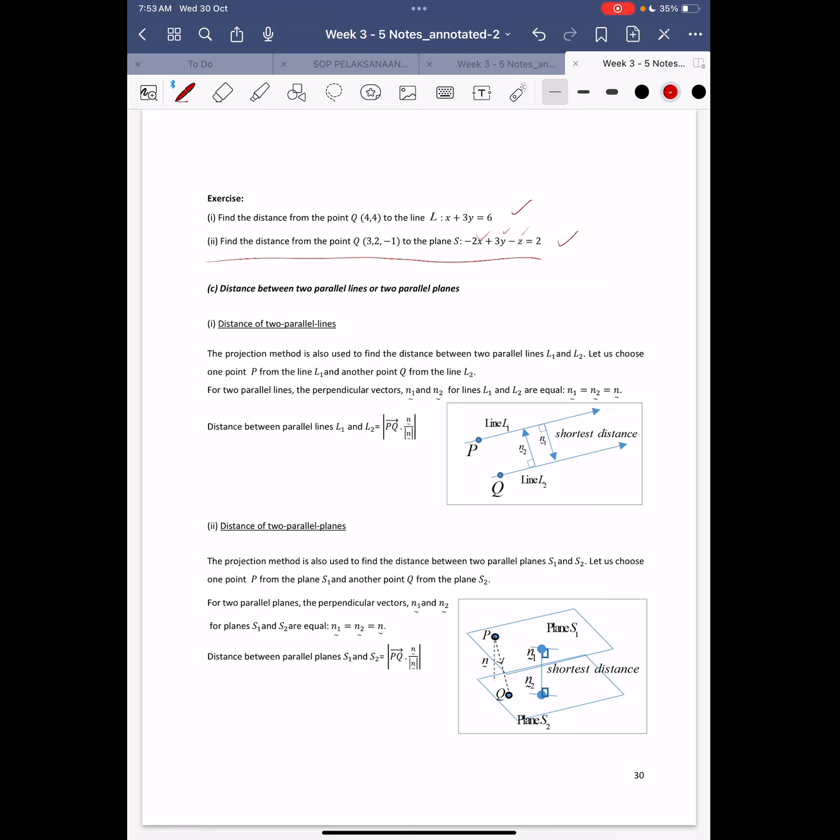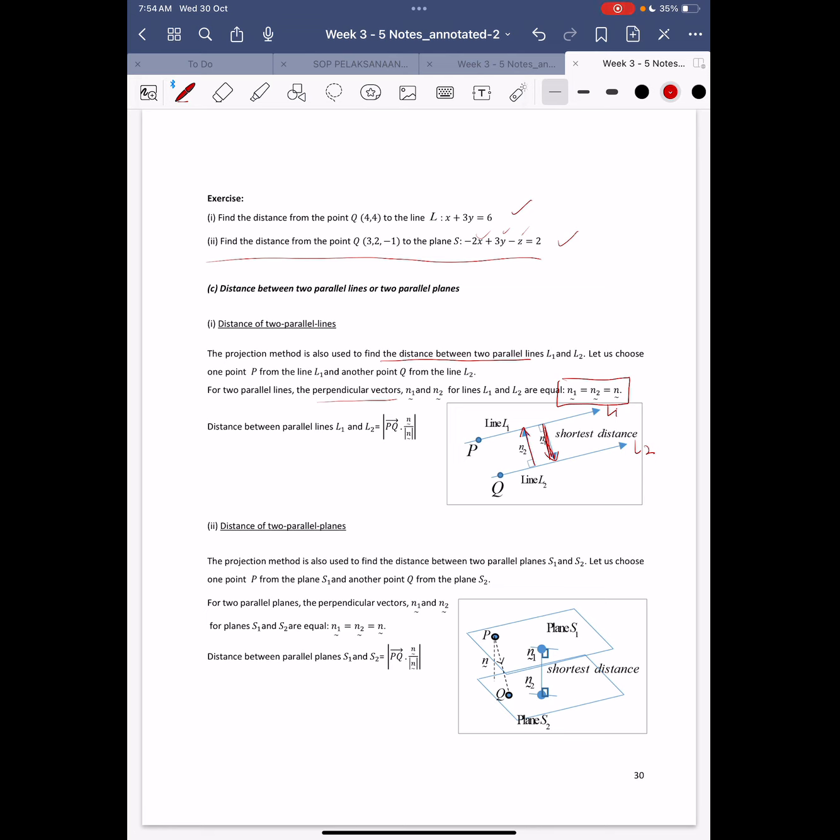If we need to find the distance between two parallel lines, the projection method is used to find the distance between two parallel lines L1 and L2. Let's say this is L1, this is L2. Let us choose one point P from L1, and Q is any point on line 2. The two parallel lines have perpendicular vectors N1 and N2 for lines L1 and L2. This is the perpendicular direction of line 1, and this is the perpendicular direction of line 2. Because they are parallel, the size is the same, so the vector is also the same, just in a different direction.